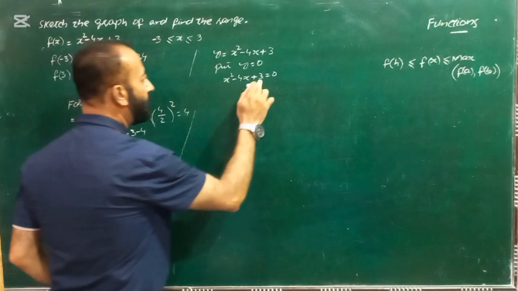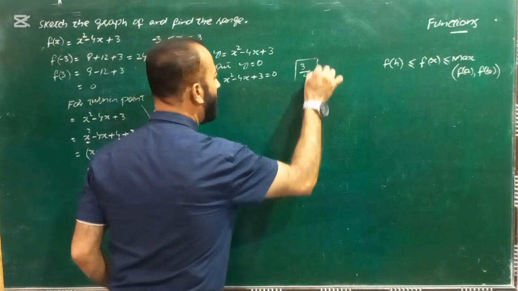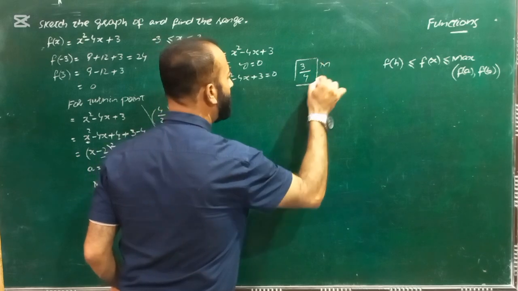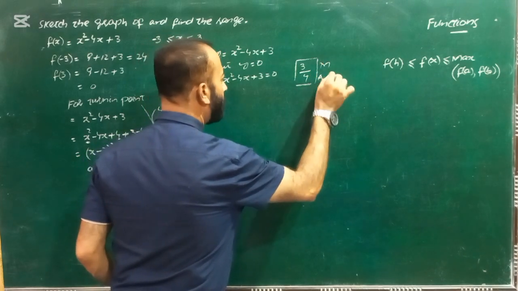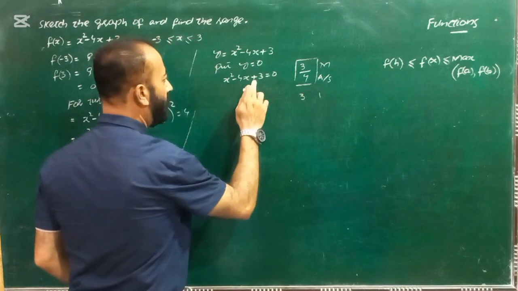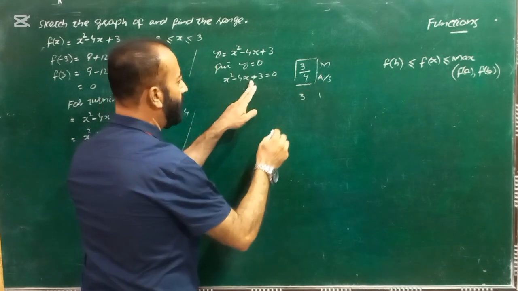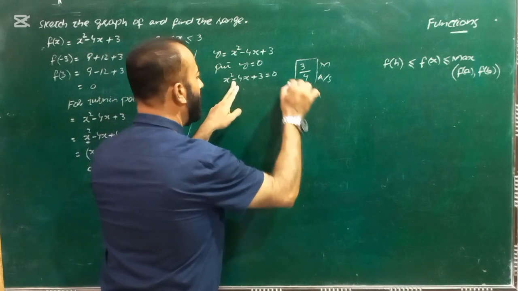Multiply the coefficient of the first term with the last one, and the central coefficient is 4. So think of a pair of numbers whose multiplication equals this one and addition or subtraction equals this one. So these are 3 and 1. This is telling us that these two will have the same sign, and this is telling us that these two will have minus sign.